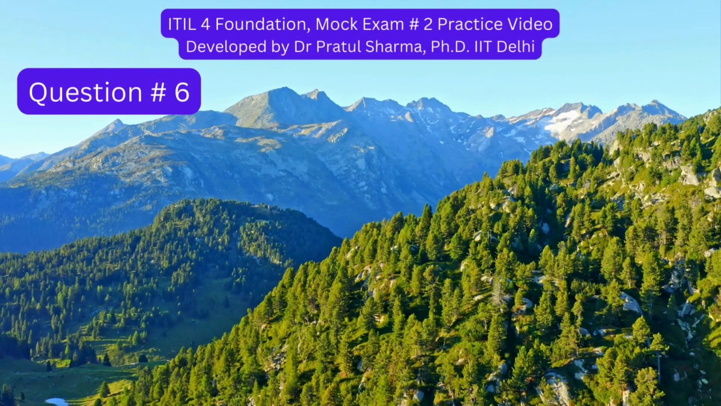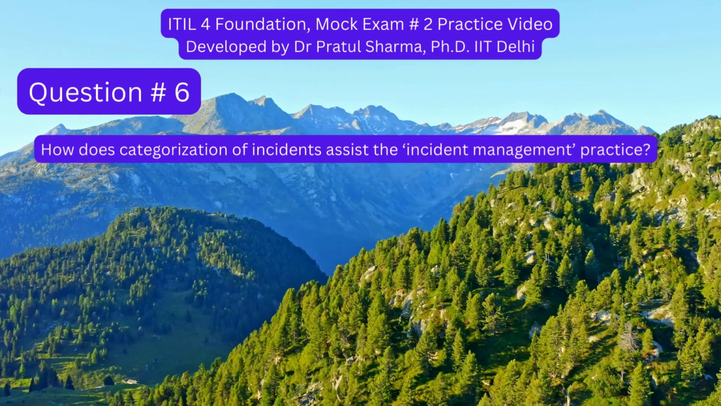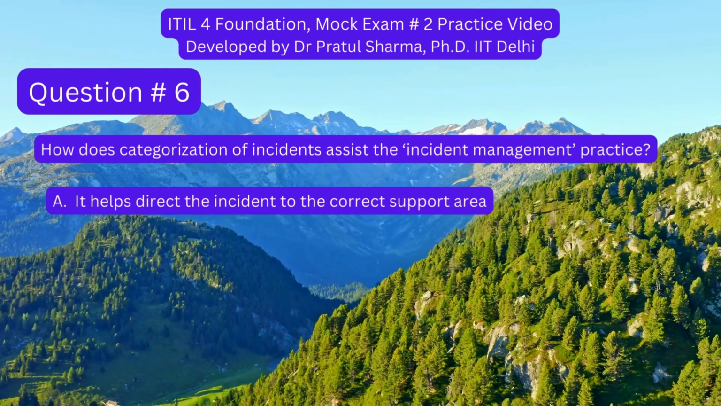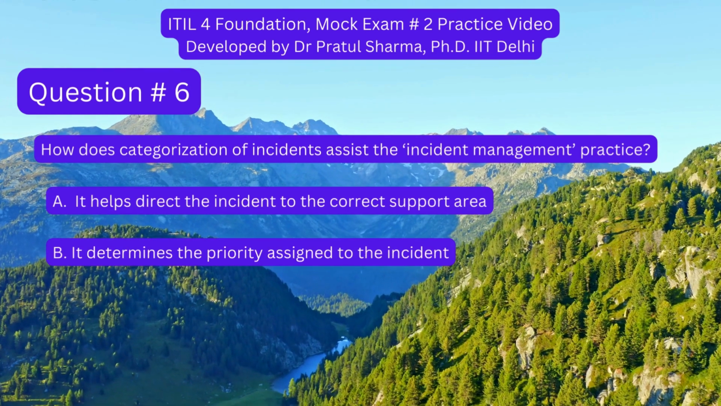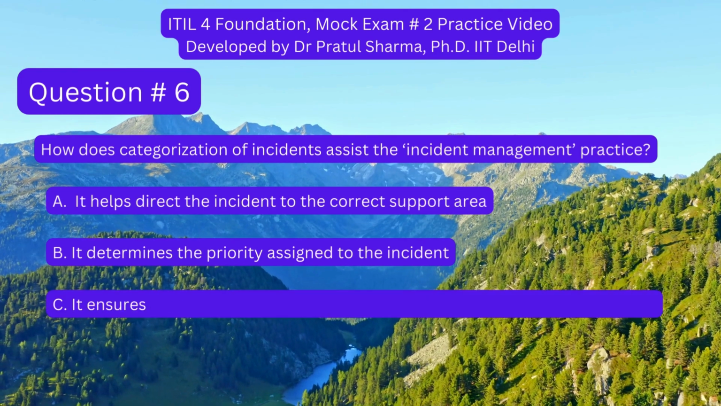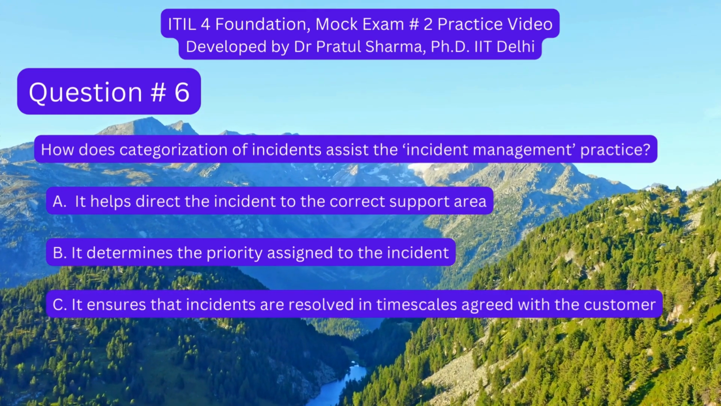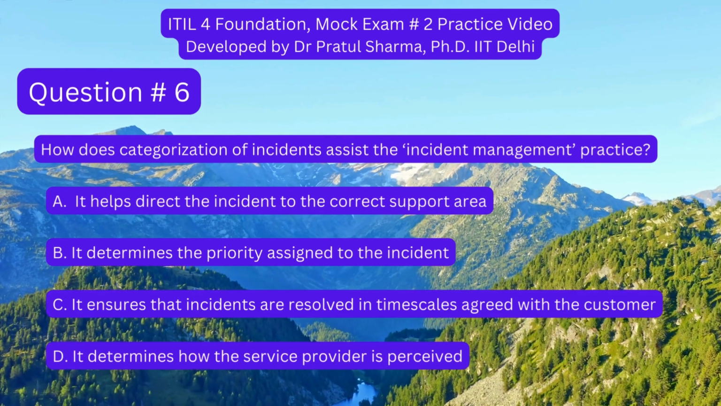Question number 6. How does categorization of incidents assist the incident management practice? A. It helps direct the incident to the correct support area. B. It determines the priority assigned to the incident. C. It ensures that incidents are resolved in timescales agreed with the customer. D. It determines how the service provider is perceived.